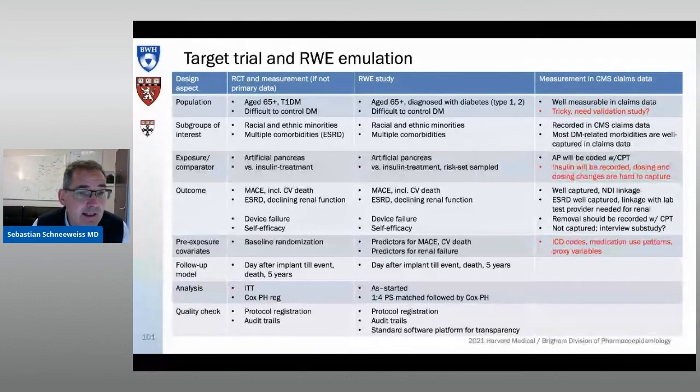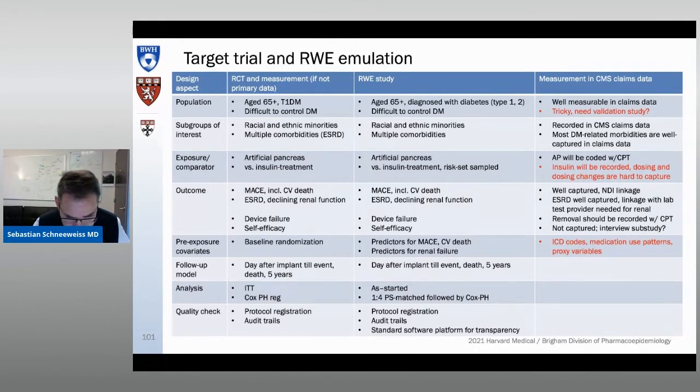The analytic strategy is actually fairly straightforward. The follow-up starts the day after the implantation until either an event, death, or 5 years of follow-up, and you mimic that in a real-world evidence study. The analysis of the RCT would be intention to treat, I would assume, with the Cox proportional hazards model. In the real-world evidence study, we mimic that. We do an as-started analysis. We might want to do propensity score matching, for example 1-to-4 matching, oversampling the non-users. I assume that we have few people with an artificial pancreas and many without. There are quality checks like protocol registration before you start the analysis. So this is kind of the outline of the study that I would propose.